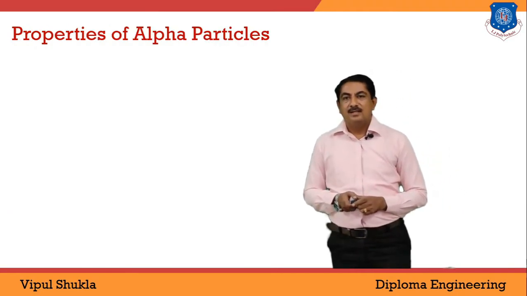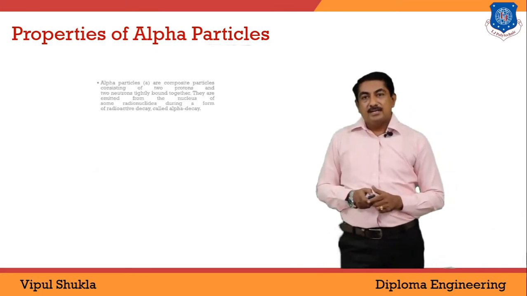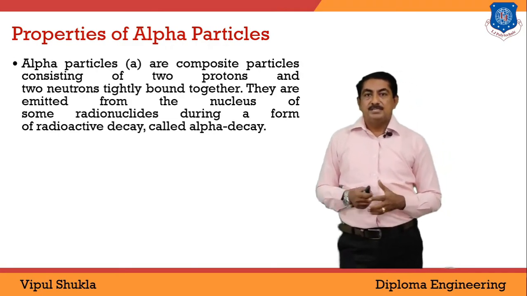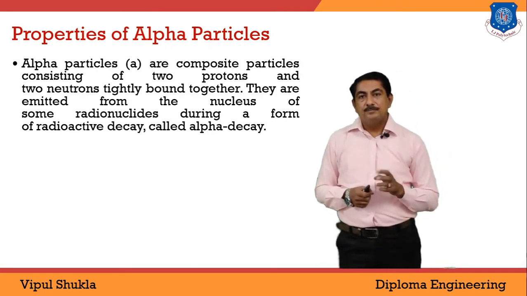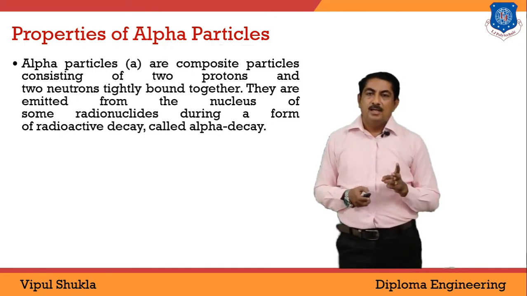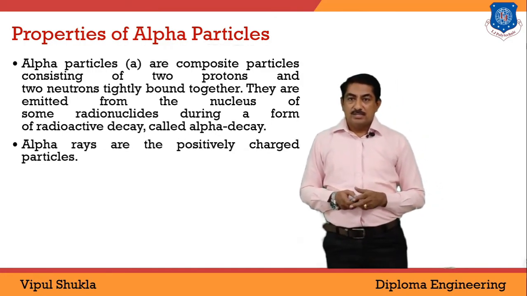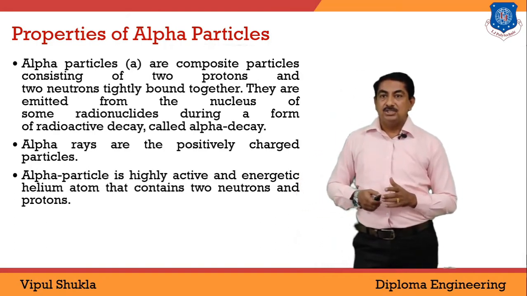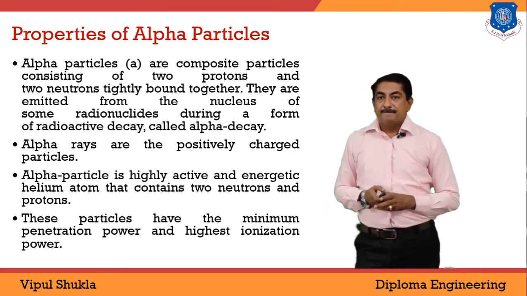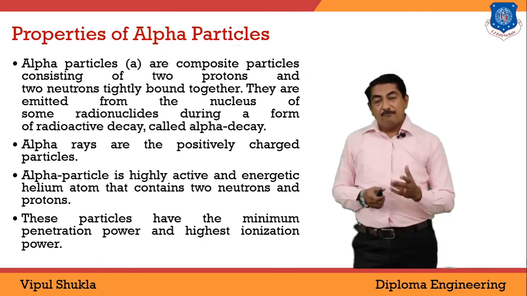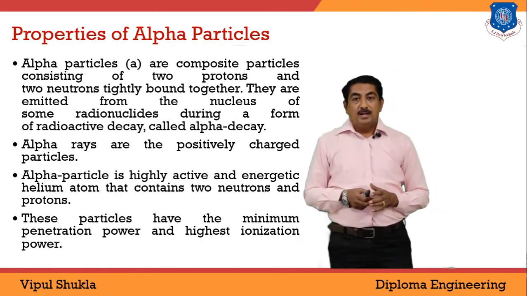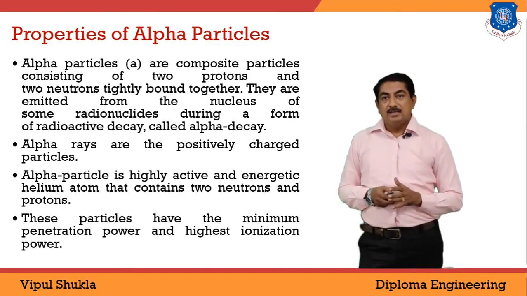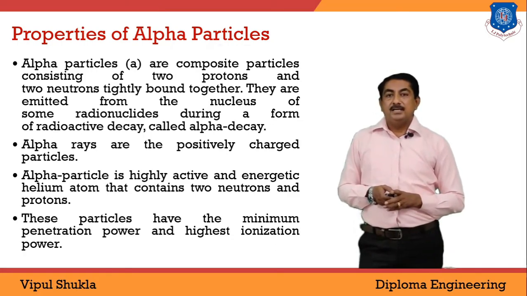Do you know the properties of alpha particles? From the previous discussion we can say that an alpha particle is a helium nucleus, possessing 2 protons as well as 2 neutrons. The charge of an alpha particle is positive. An alpha particle is very highly active and energetic, and alpha particles affect the photographic plate also. The ionization power of an alpha particle is highest, while the penetration power of an alpha particle is minimum.